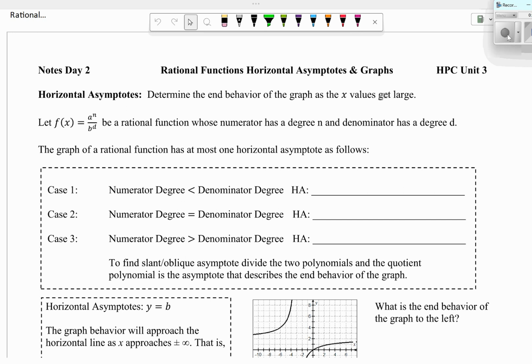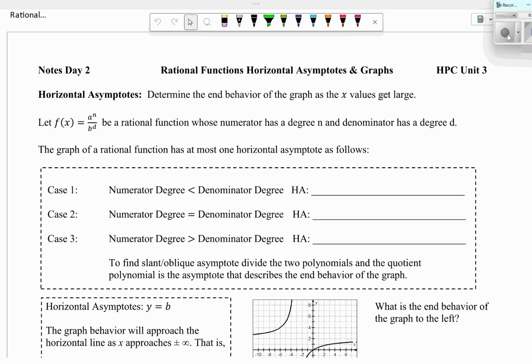All right. Today we're going to talk about rational functions, horizontal asymptotes, and graphs. And we're also going to do slant asymptotes and other asymptotes as well. Horizontal asymptotes determine the end behavior of a graph as our x values get large.